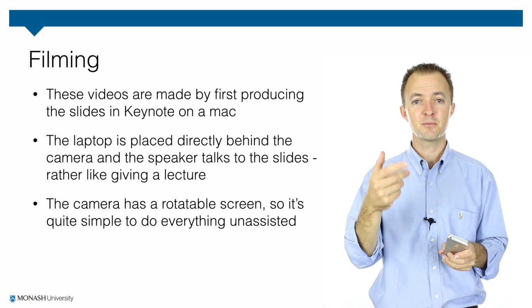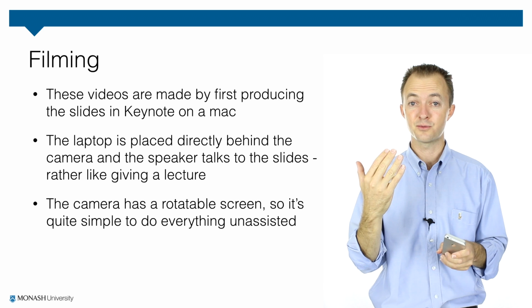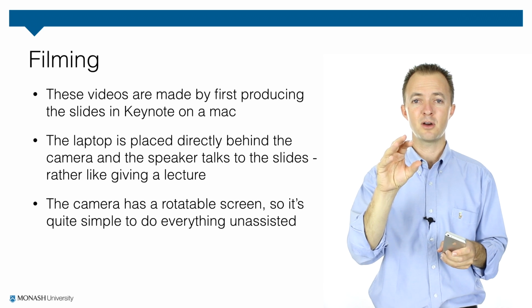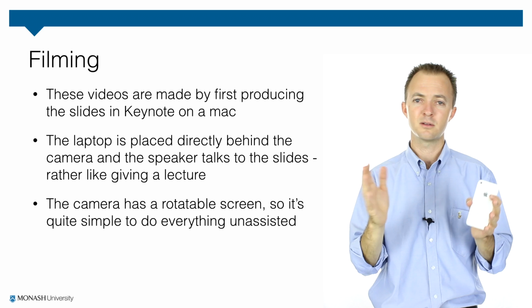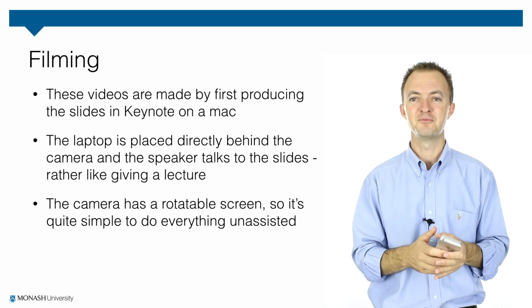In my case, the camera has a rotatable screen. So I'm actually able to rotate the screen around so it's facing to the front. And so when I look at the camera, I can actually see myself on the screen so that I can check I'm roughly in frame and make sure that I'm not veering too far out.